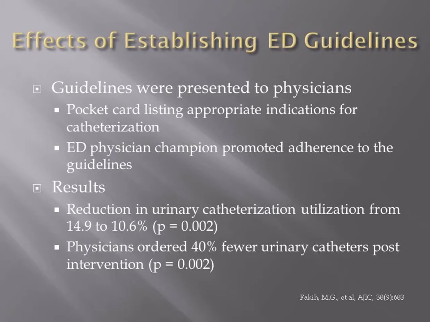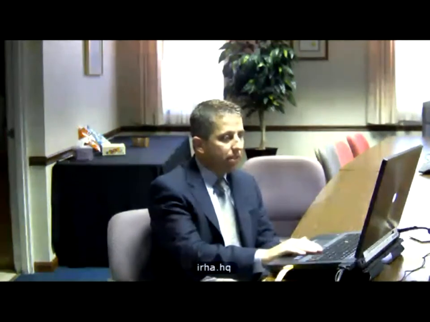And there are some positive consequences of establishing ED guidelines. There's one study done that had the guidelines presented to physicians, and they gave them a pocket card to list the appropriate indications for catheterization. And there was one physician champion that promoted adherence to these guidelines. And when they did this, they reduced urinary catheterization utilization from almost 15% to about 10.5% or so, which was significant. And then 40% fewer catheters were placed post-intervention as well. So as you can see, education is key, and it will decrease the use of catheters in the emergency department.